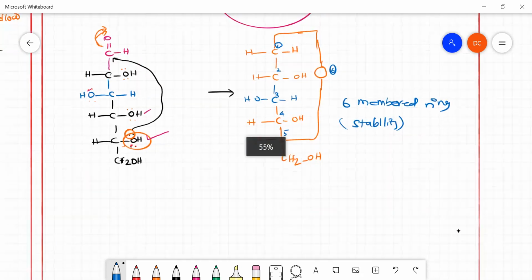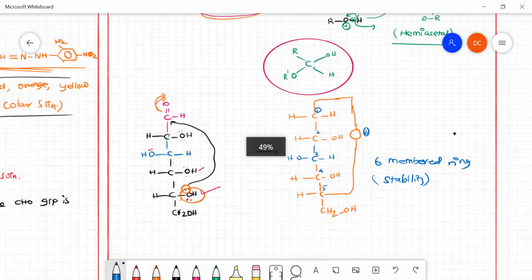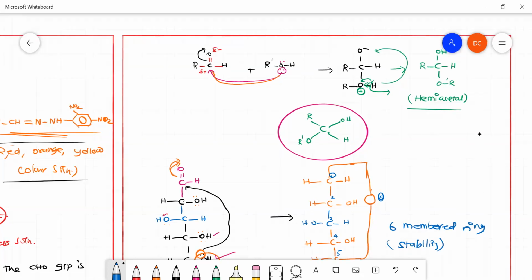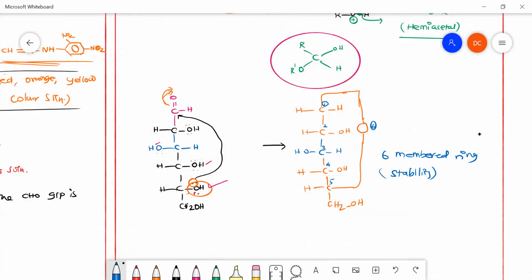Yes, sir. I have a simple doubt. It forms a hemiacetal. Alcohol and aldehyde react to form a hemiacetal. Glucose consists of an aldehyde as well as an alcoholic group. So the alcoholic group present in the glucose reacts with the aldehyde group, then it forms a hemiacetal ring, a hemiacetal-like structure. That's why it becomes more stable.